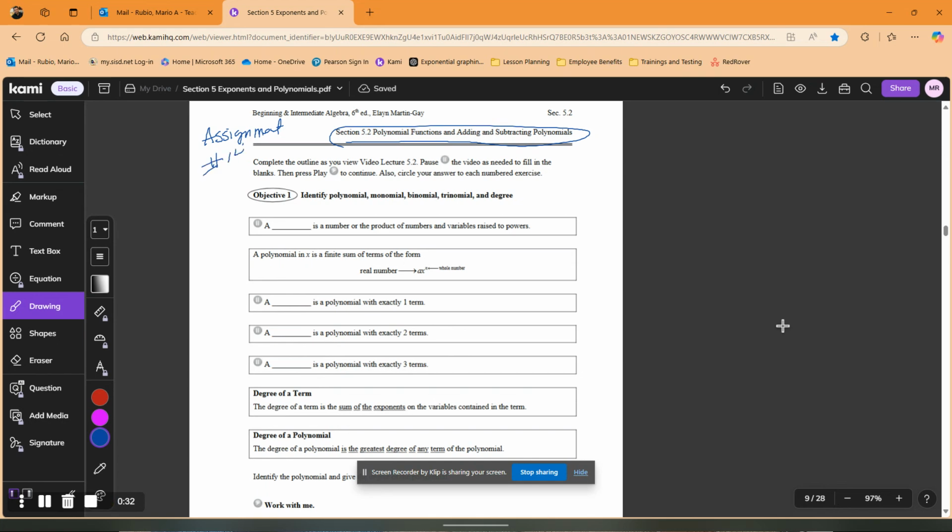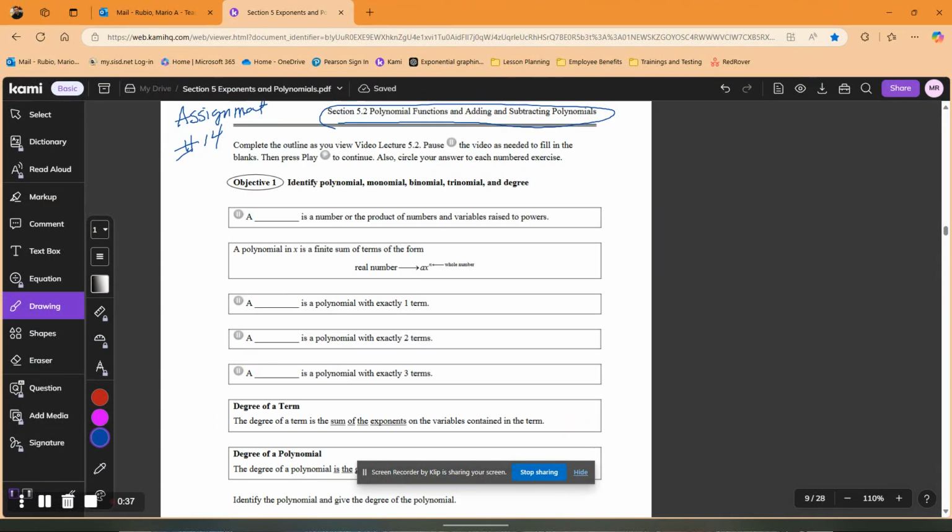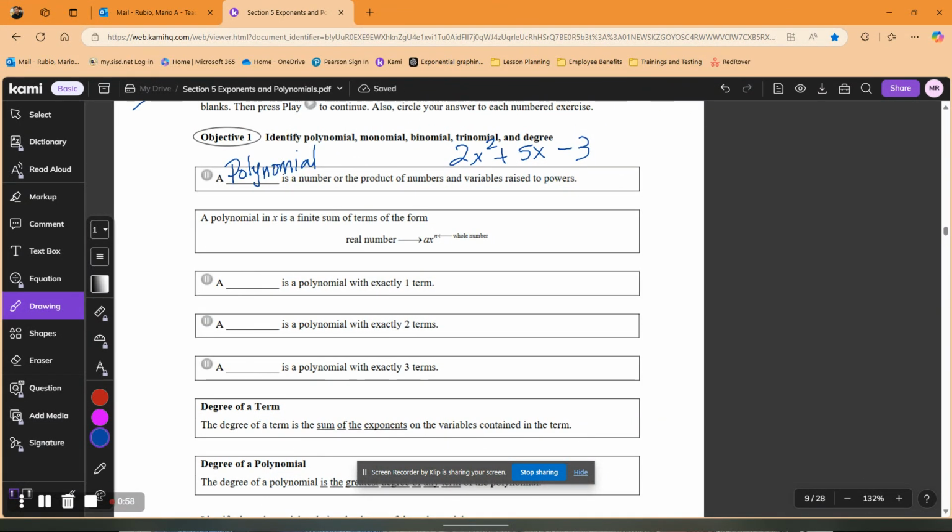Assignment number 14. Okay, if you don't have the notes, I want you to make sure you get all these words here. So here's some definitions to start off with. A polynomial is a number, product of numbers, variables, and expressions, like 2x squared plus 5x minus 3. It's an example. The other definitions you need are, a polynomial with one term is called a monomial.